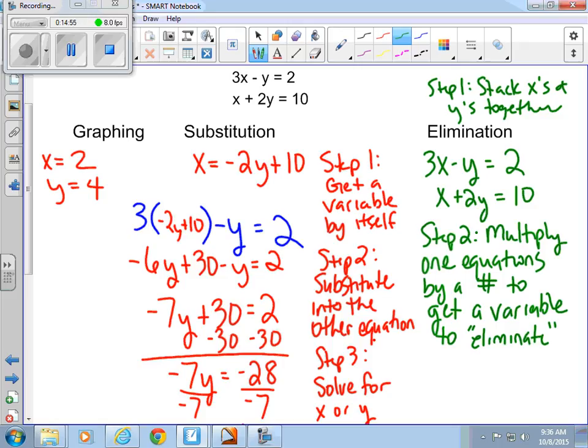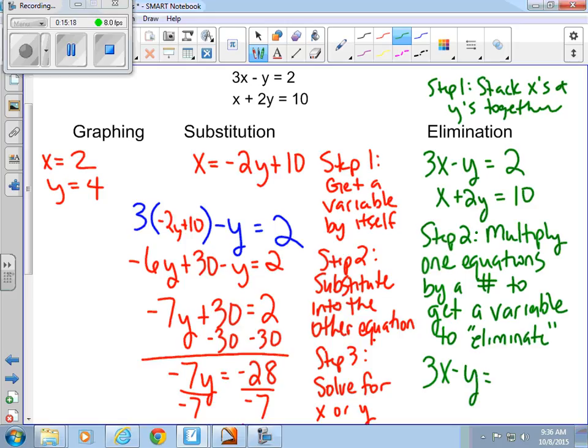But multiply one of the two equations. Sometimes you have to multiply both if there's nothing alike. But multiply one of the two equations by a number to get one of the variables to eliminate. It doesn't make any difference which one. I'm going to pick the bottom one, but again, whichever one you want to pick works great. So we're going to leave the top equation alone.